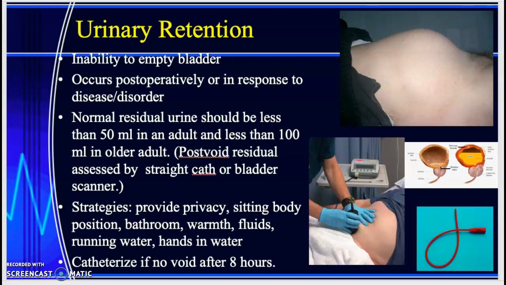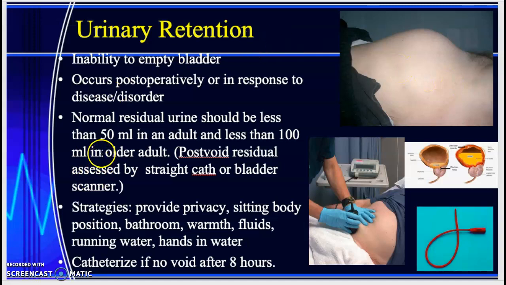Okay, another common disorder that we'll see, often this one is seen after surgery. What happens is the person hasn't voided for a while and their bladder fills up, and they have the inability to empty their bladder. And you can see in the little diagram up there that the bladder is distended, the person can't urinate. Like I said, it happens very commonly postoperatively, but it could also be caused by other disorders.